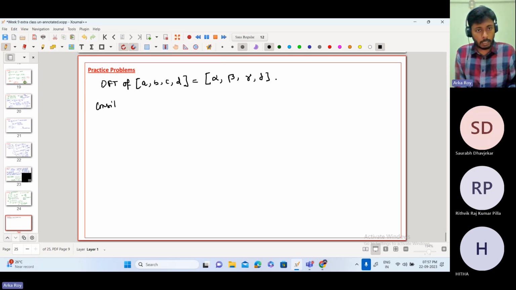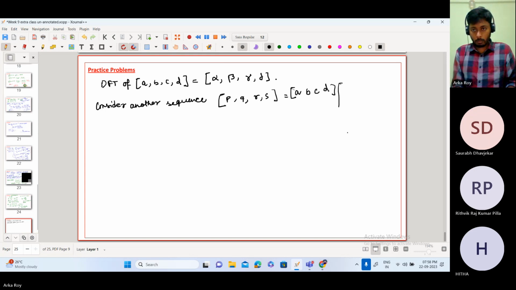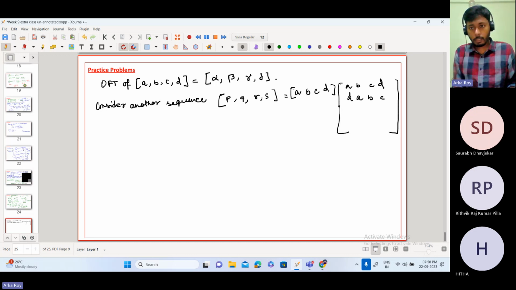Now consider another sequence P, Q, R, S, which is equal to the matrix with rows A, B, C, D, then D, A, B, C, then C, D, A, B, and then B, C, D, A, multiplied with the sequence A, B, C, D.